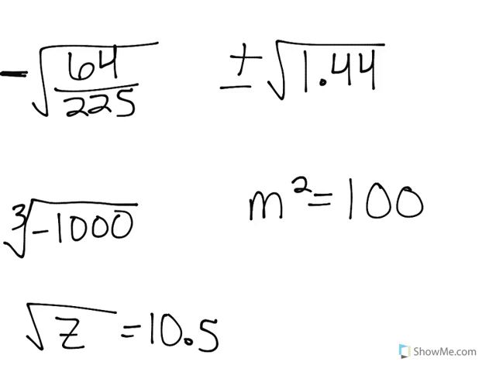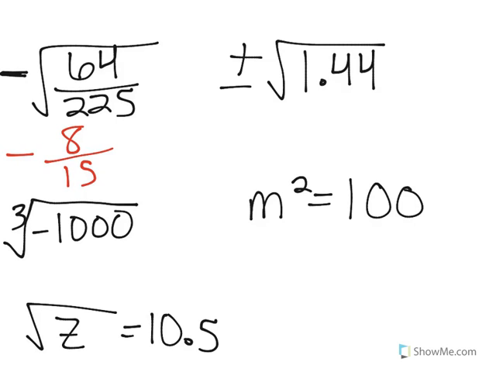Now, for the first one, we see the negative is on the outside, so the answer to that square root is going to be a positive, but essentially with the square root, we're going to throw the negative in front. So now the square root of 64 is 8, the square root of 225 is 15, so negative 8 over 15, that's going to be our answer for that first question.